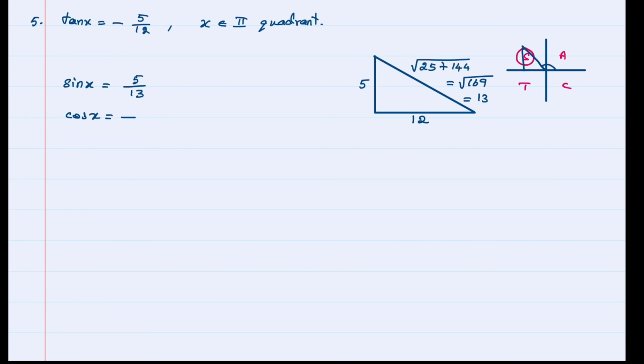Cos x is adjacent side by the hypotenuse, negative 12 over 13. Tan x is given in the question, and cosecant x is reciprocal of sine function, which is 13 over 5, and secant x is reciprocal of cos function, negative 13 over 12, and cot x is reciprocal of tan function, which is given. So, it is negative 12 over 5.